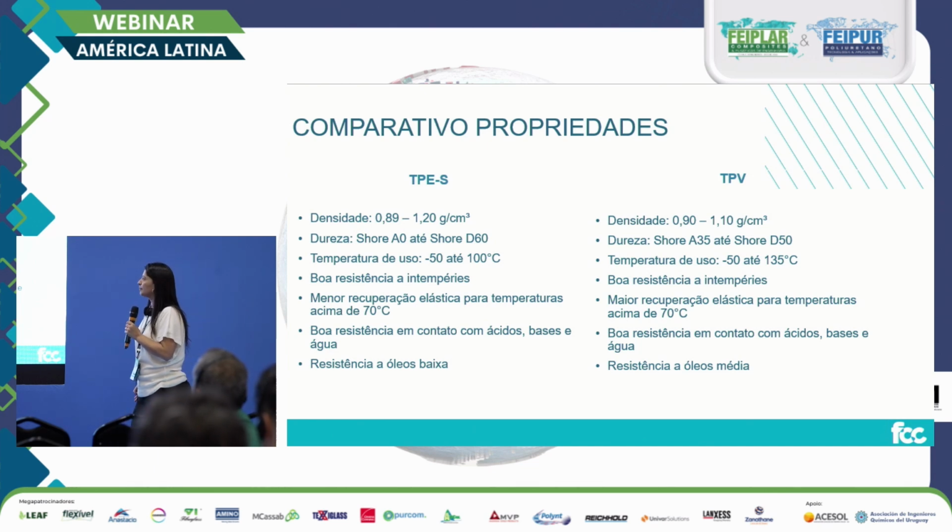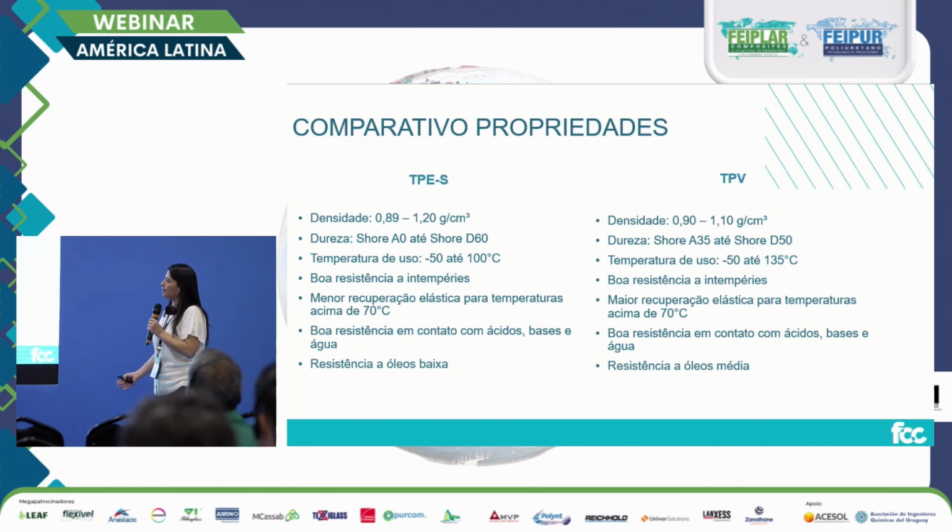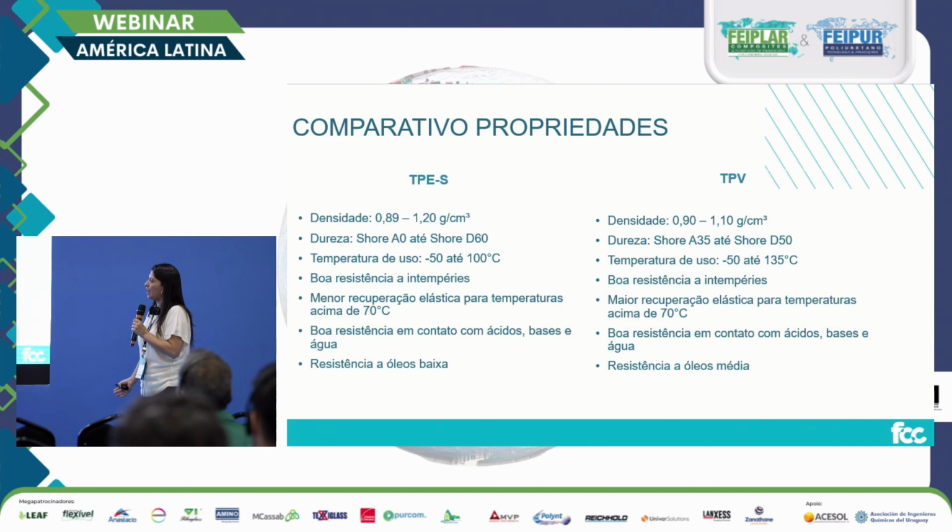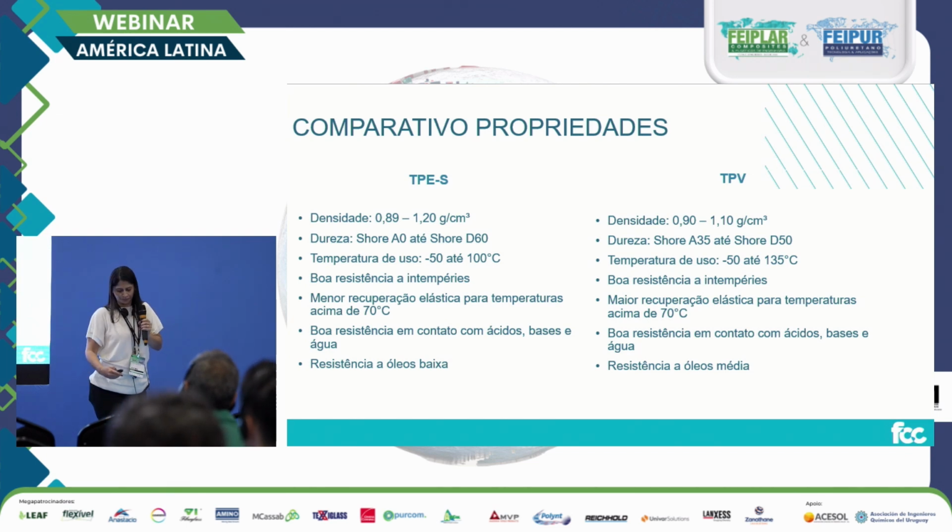Both of them have good resistance to weather conditions, and TPS has better elastic recovery for temperatures greater than 70 degrees. TPV has better elastic recovery when it's submitted to the same type of temperature. Both of them have good resistance in contact with acids, bases, and water. TPS has low resistance to oil, and TPV has medium resistance to oils.